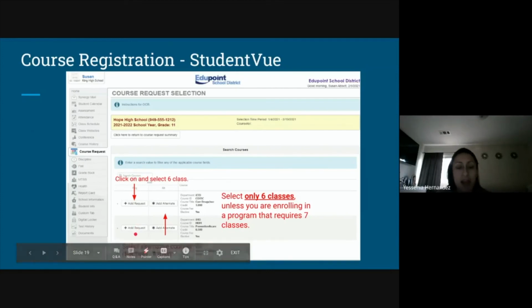You can select 7 classes if you're in a special program like MCA, for example. Your 6 main courses, which are your English, math, science, history, etc., go right here, where you select the add request. In addition to your 6 classes, you have the option to select 4 alternative electives. In case you don't get your number 1 choice that you selected over here in your 6 required courses, then you have the option to possibly get one of your alternative courses. We encourage you to select 4.